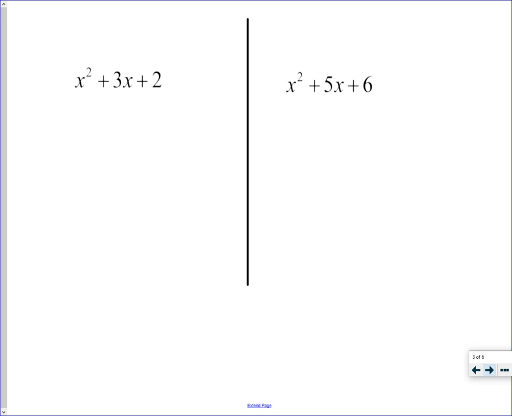Now, I know I'm a super uber math geek, but I love factoring. This is so much fun. Maybe not everyone agrees with me, but I really, really like it.